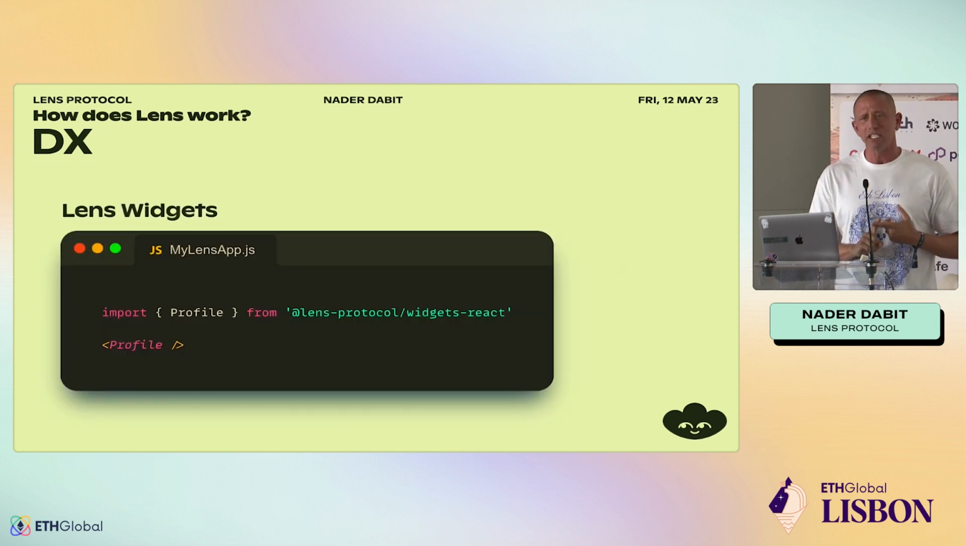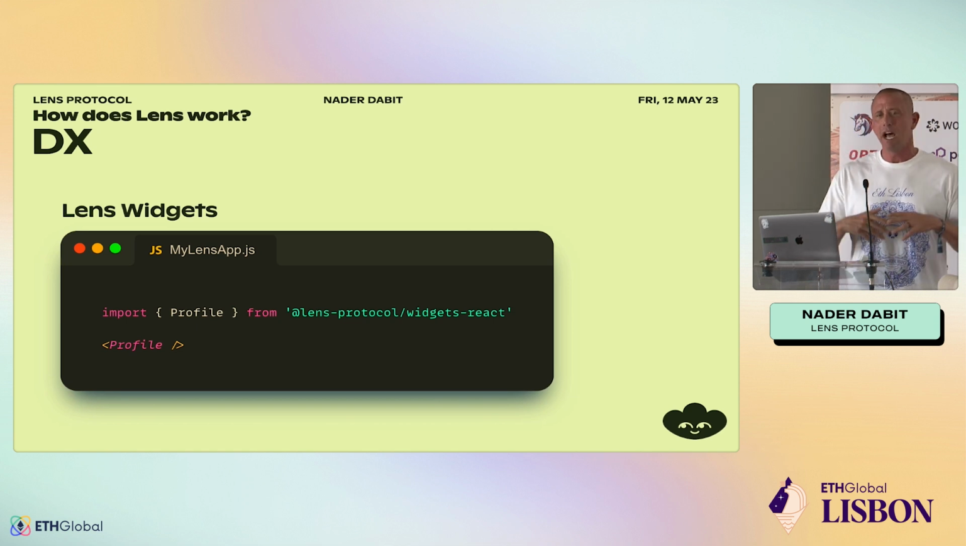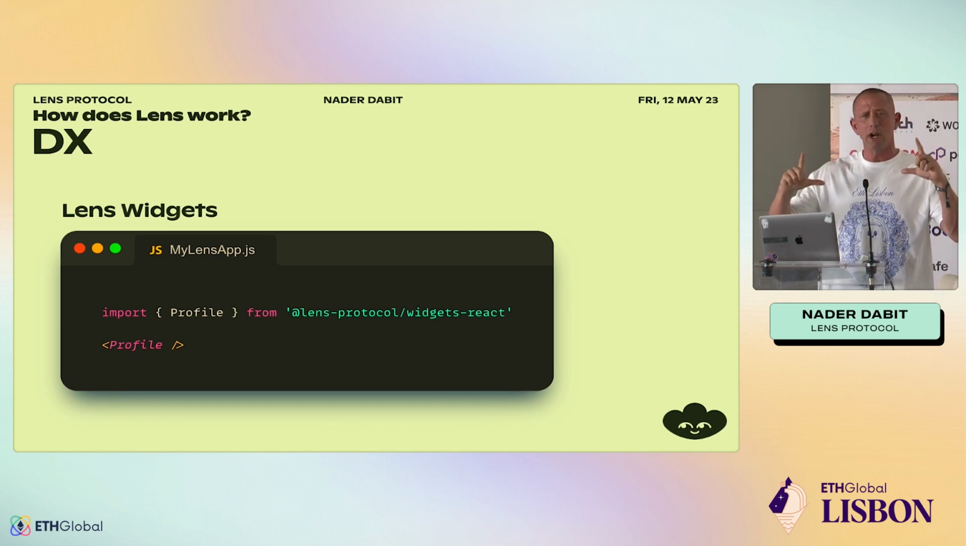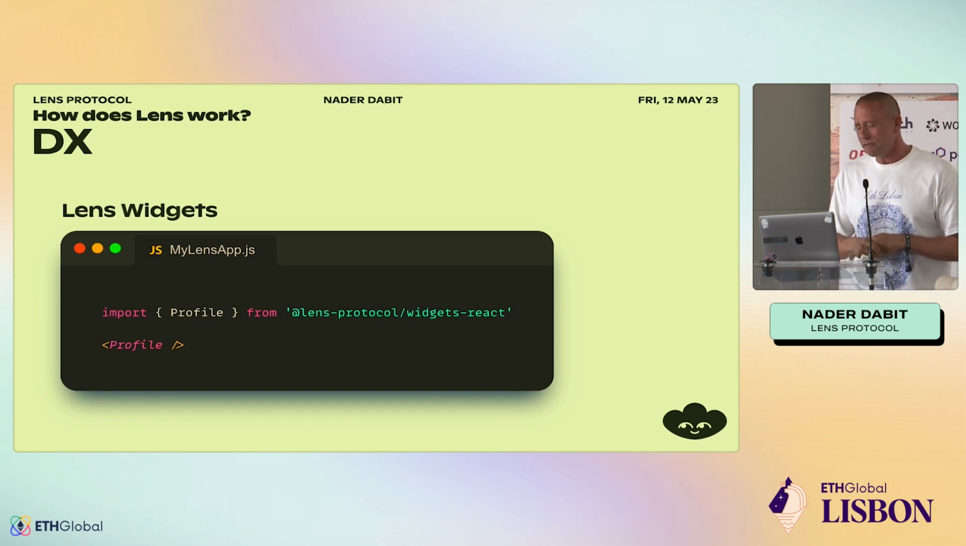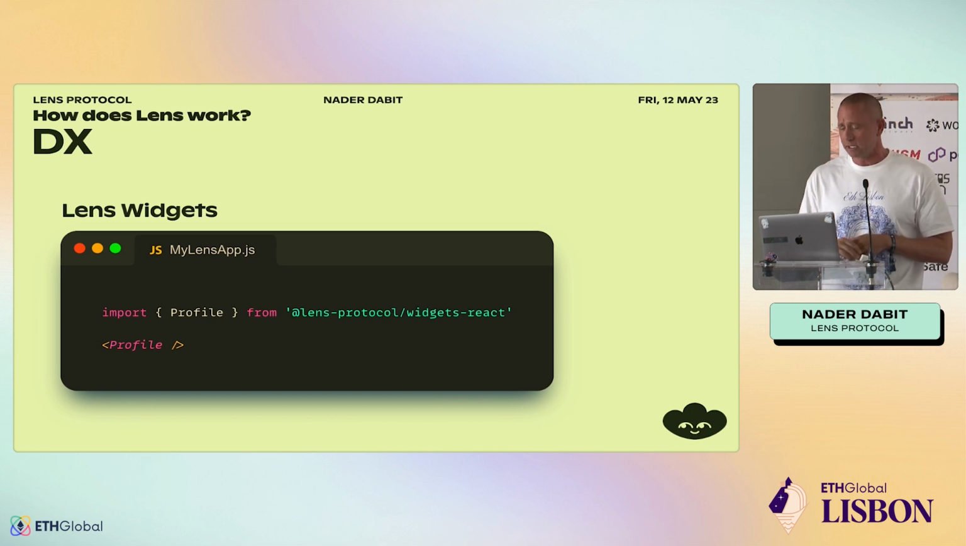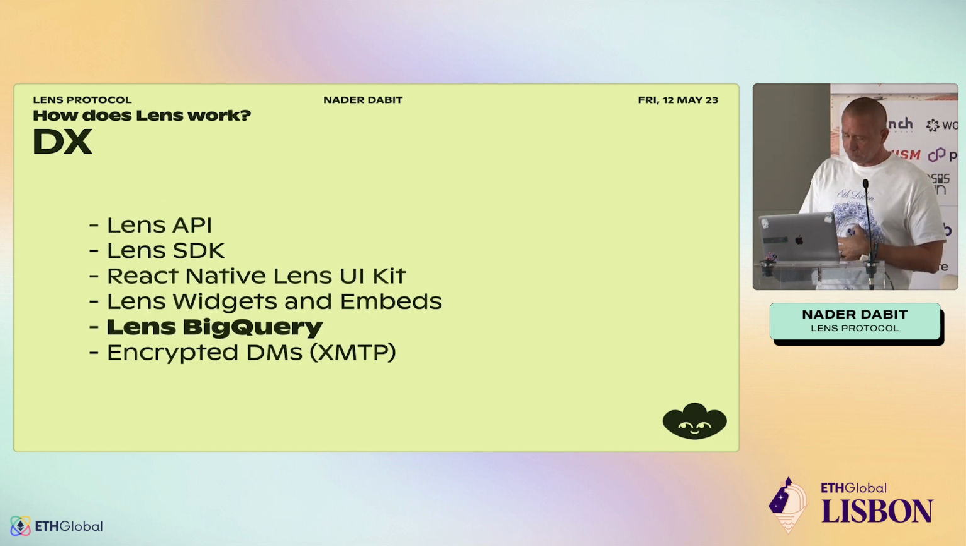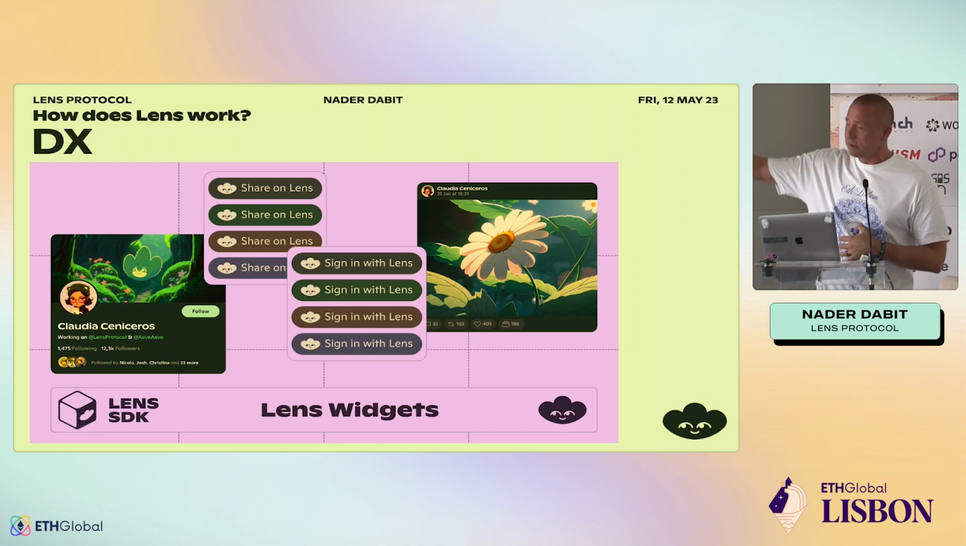So we have share to Lens, sign in with Lens, follow on Lens. We have publications that you can drop in, similar to how Twitter has Twitter embeds, all types of stuff there. You can embed profiles and a lot of things. And the UI for this looks really nice. These are actual pictures of what it actually looks like when you render that.